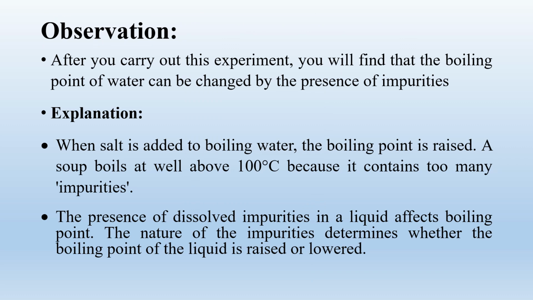Observation. After you carry out this experiment, you will find that the boiling point of water can be changed by the presence of impurities. Explanation. When salt is added to boiling water, the boiling point is raised. A soup boils at well above 100 degrees Celsius because it contains many impurities. The presence of dissolved impurities in a liquid affects the boiling point. The nature of the impurities determines whether the boiling point of the liquid is raised or lowered.